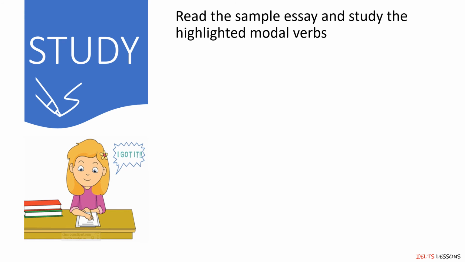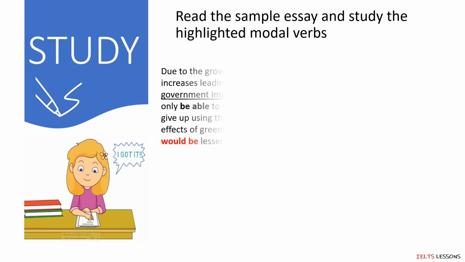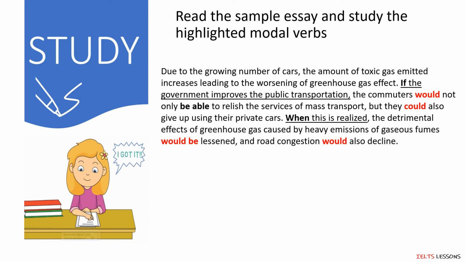Okay, now let's study the sample essay and study the highlighted modal verbs. So let's read the example essay. Due to the growing number of cars, the amount of toxic gas emitted increases, leading to the worsening of greenhouse gas effect. If the government improves the public transportation, the commuters would not only be able to relish the services of mass transport, but they could also give up using their private cars. When this is realized, the detrimental effects of greenhouse gas caused by heavy emissions of gaseous fumes would be lessened, and road congestion would also decline.